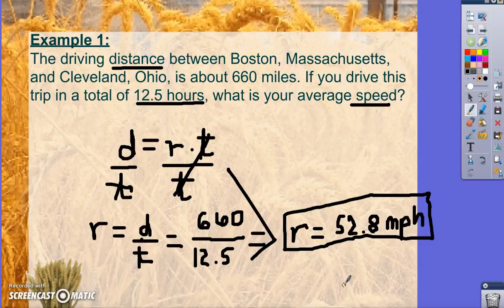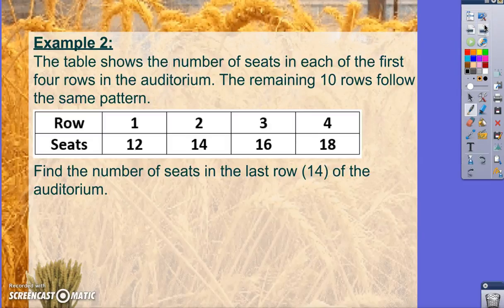So there's our answer. So the first thing you're going to take a look at when you have a word problem is, is there a formula I already know that can help me solve this? Okay? Example 2. The table shows the number of seats in each of the first 4 rows in the auditorium. The remaining 10 rows follow the same pattern.